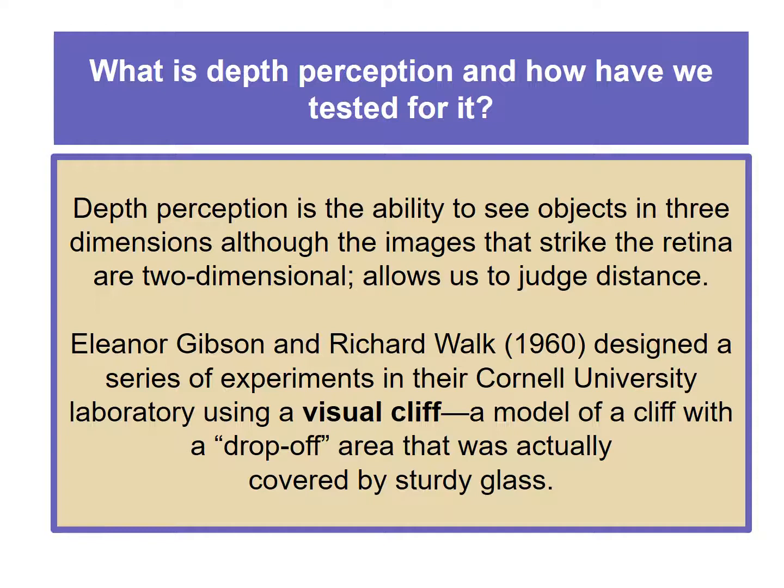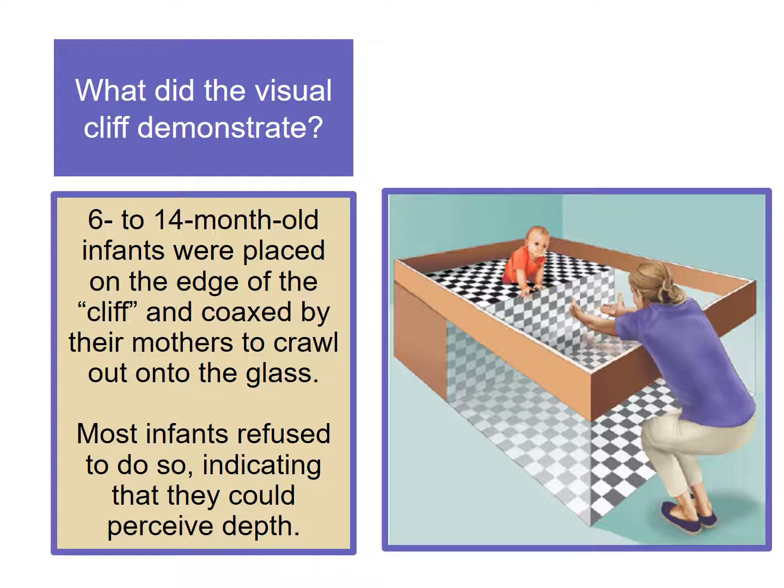Eleanor Gibson and Richard Walk in 1960 designed a series of experiments in their Cornell University lab using a visual cliff, a model of a cliff with a drop-off area that was actually covered by a sturdy glass. The visual cliff demonstrated that 6 to 14-month-old infants, when they were placed on the edge of the cliff and coaxed by their moms to crawl out onto the glass, most infants refused to do so. Even coming to their mom, they refused, which indicated that they could perceive depth.